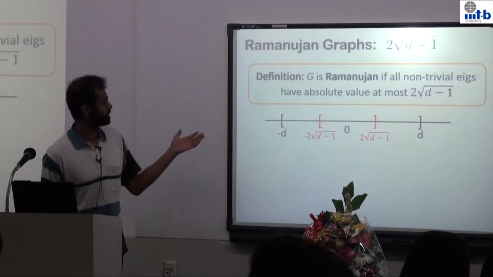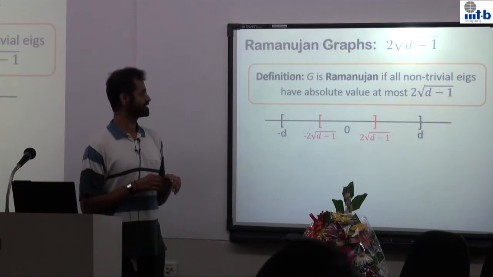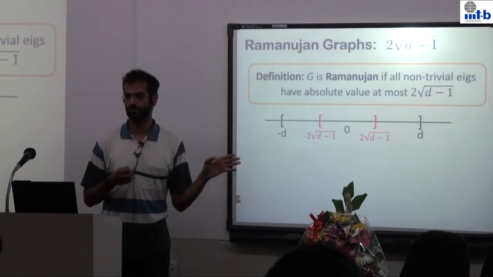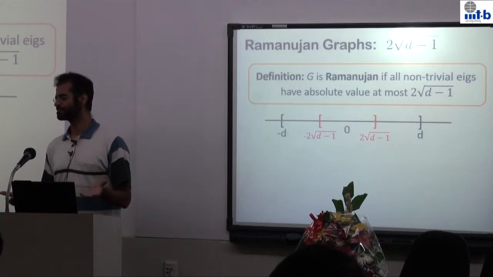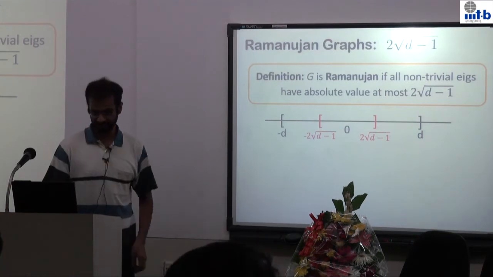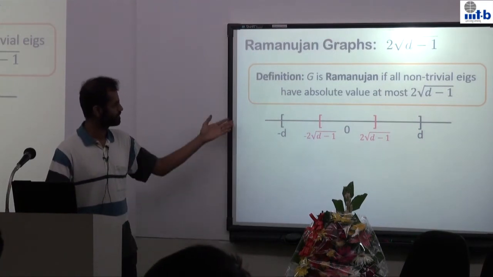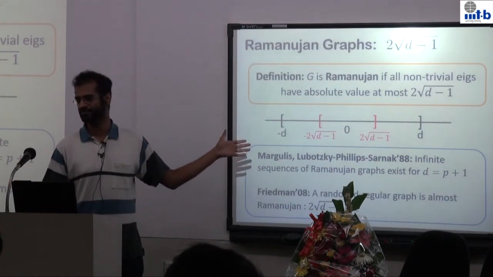And this is what's called a Ramanujan graph. A Ramanujan graph is a d-regular graph if all of its non-trivial eigenvalues are at most 2 square root d minus 1. So this is the best possible spectral expander. The optimal spectral expander is called a Ramanujan graph. And a fantastic thing about Ramanujan graphs is that they actually exist. So infinite sequences of Ramanujan graphs actually exist.